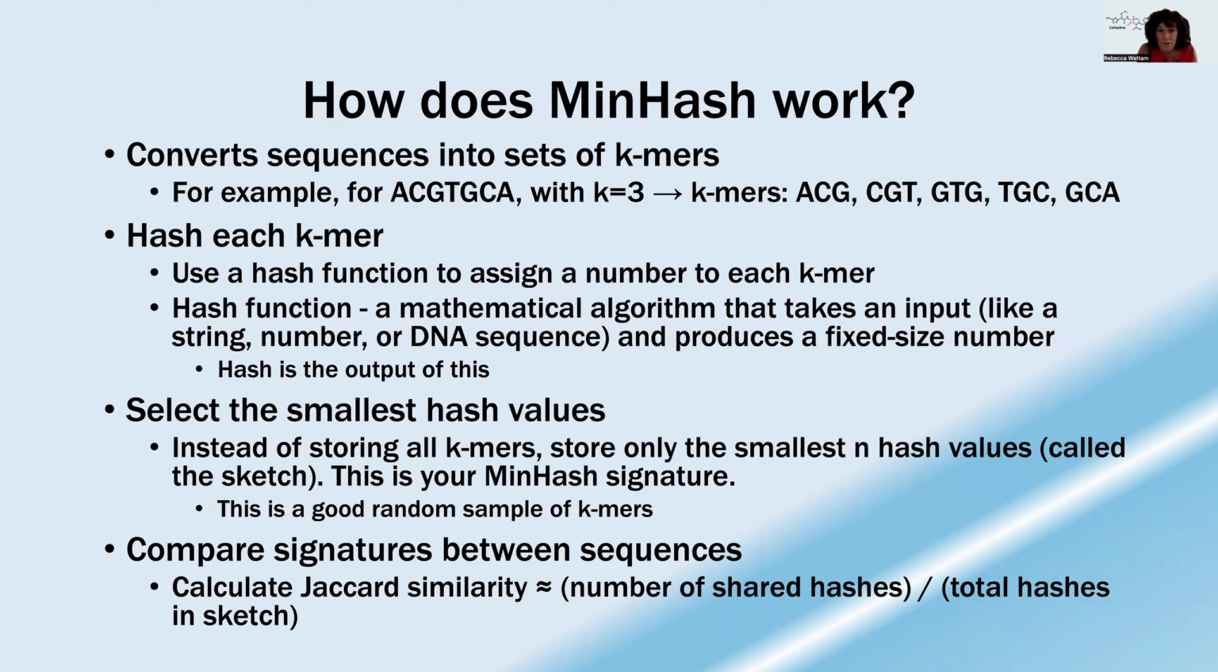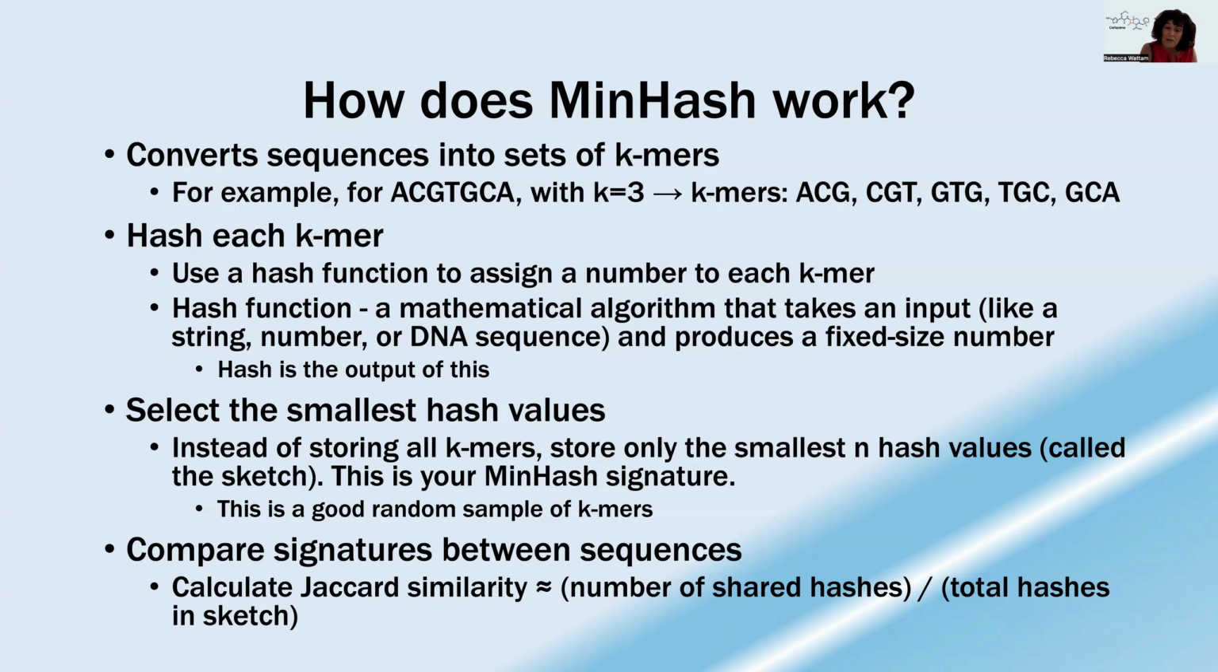So it's doing it for, in this case, all the genomes in BV-BRC. And you're selecting the smallest hash numbers for that particular genome. So instead of storing all the k-mers, which you can imagine would be a huge number, and would take a lot of computational resources to store something that big, it's taking the smallest hash values, and this is called the sketch. This is the min-hash signature. So what it is, is a good random sample of k-mers.